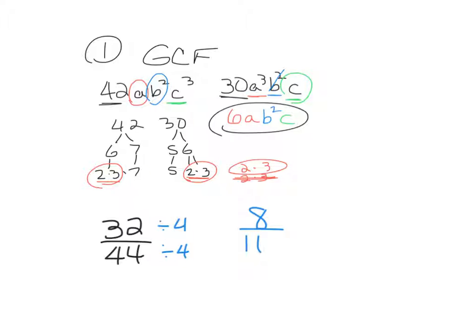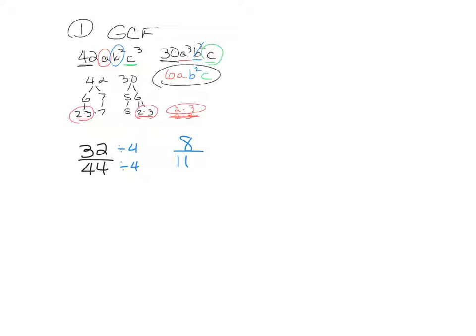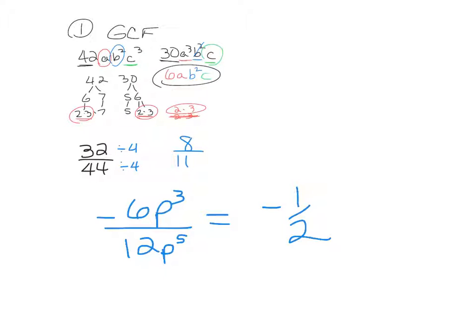You're going to get another one where it's going to say to simplify, but it'll have variables with it. So let's say I have negative 6p to the third over 12p to the fifth. When I reduce the 6 over 12, I get negative 1/2. And then the exponents I'm going to subtract. And I'm left with a negative 2. So I put the negative in the denominator.